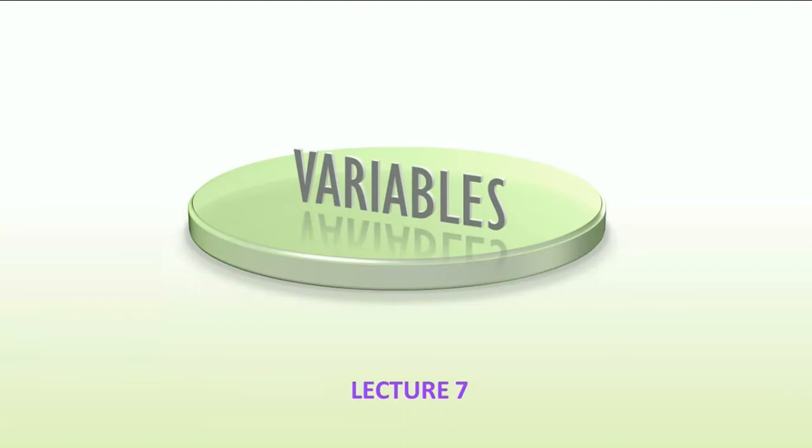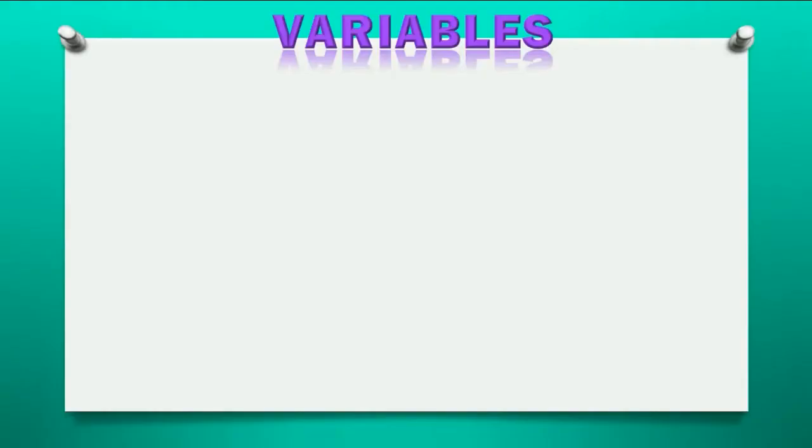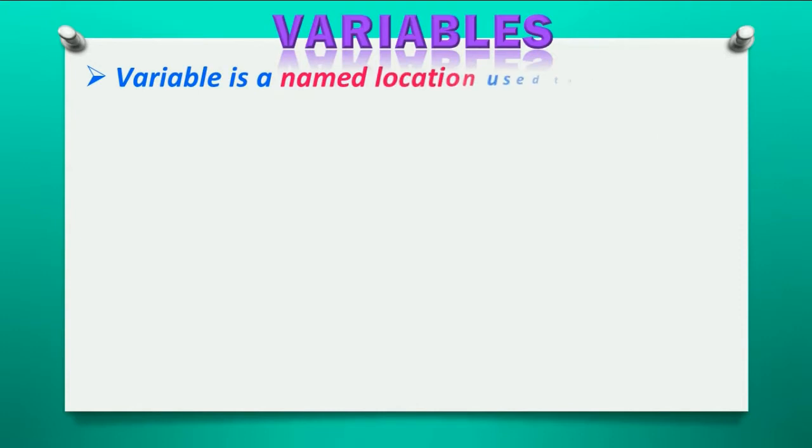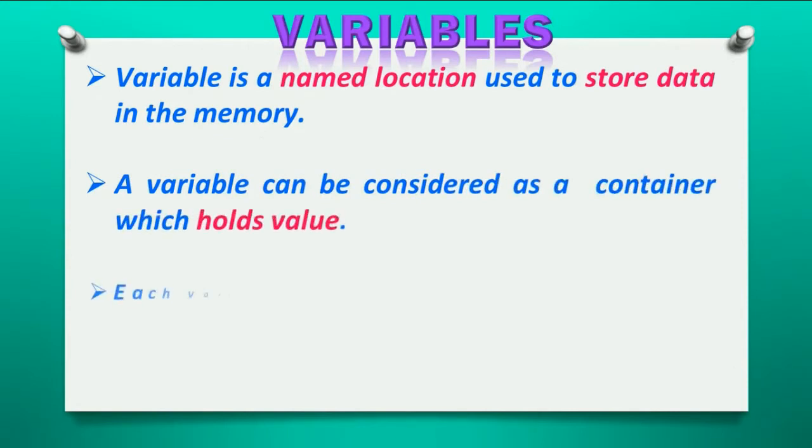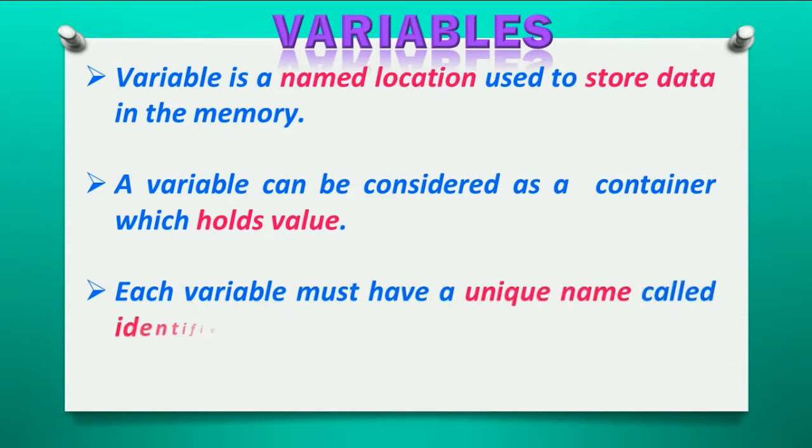What are variables? A variable in Python is a named location used to store data in the memory. A variable can be considered as a container which holds a value. Each variable must have a unique name called an identifier.